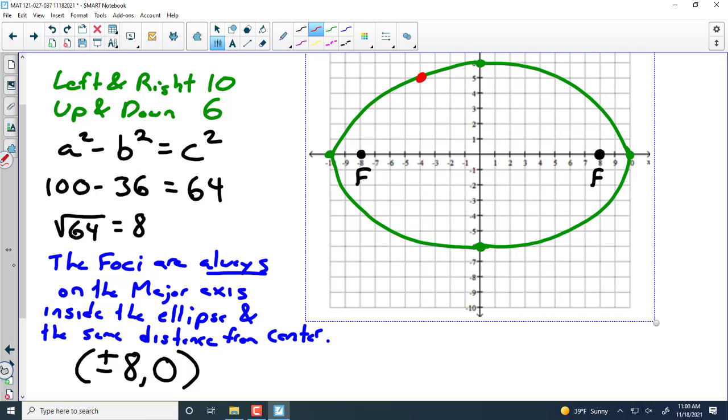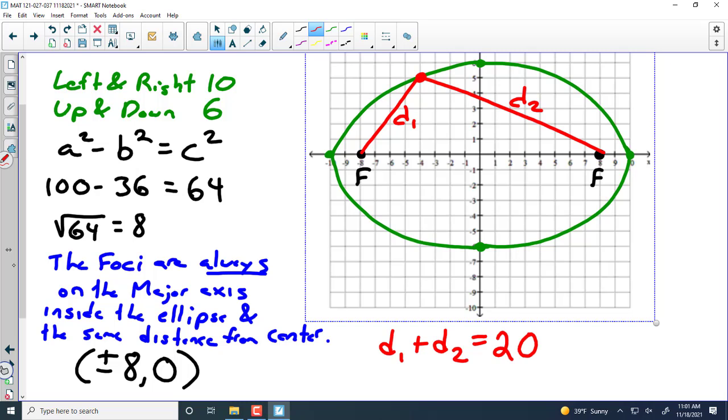Here is some random point on the ellipse. Without anyone saying it out loud, everyone write down what D1 plus D2 is. No one's saying it out loud, everyone write it down. Everyone's just writing down what D1 plus D2 is. And what is it? Would it be 20? It is 20.